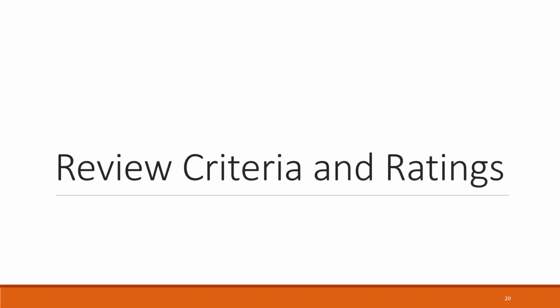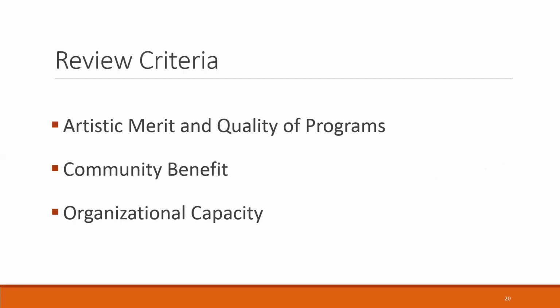Okay, and so I've mentioned on several occasions our review criteria and ratings. We have 3 review criteria: artistic merit and quality of programs, community benefit, and organizational capacity. These 3 review criteria, depending on your perspective, are either weighted equally or not weighted at all. So each of these 3 are equally important and all feed into what an applicant's final rating is. The review criteria are a little different on GOS and program support, but overall they fall into these 3 categories. Since most of you are program support panelists, I'm going to speak mostly to the program support review criteria.